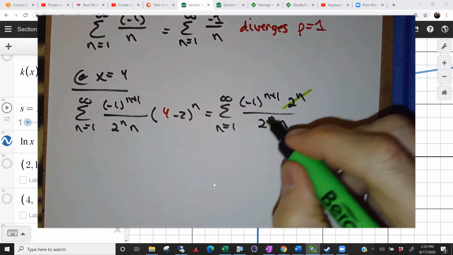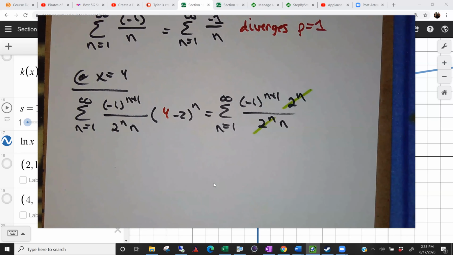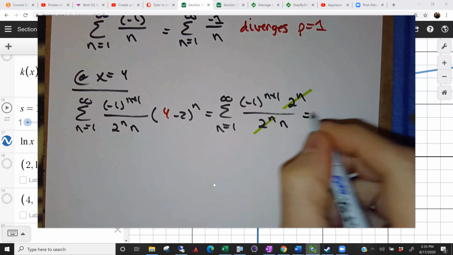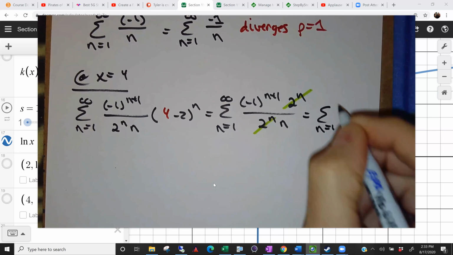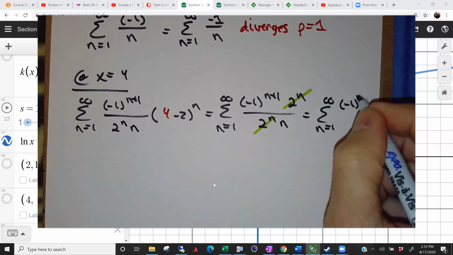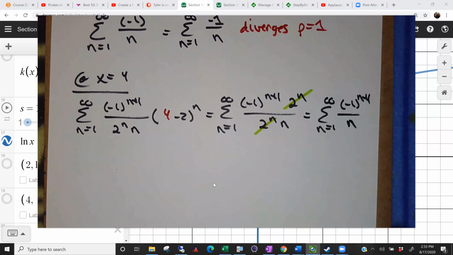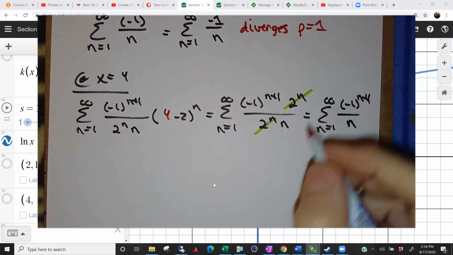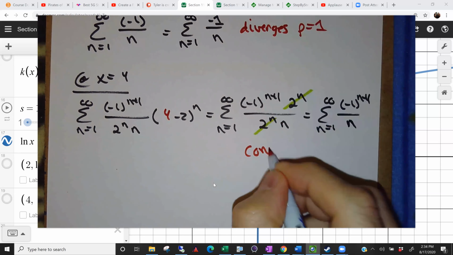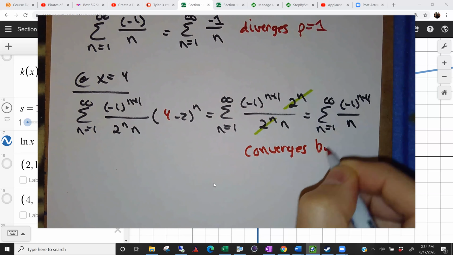Kind of like the last one, you have a 2 to the n term that cancels out. So it can leave me with the sum from n equals 1 to infinity of negative 1 to the n plus 1 over n. Does that one converge or diverge? Converges. Can you tell me why? Because of the alternating series test? Yep. Converges by the AST.